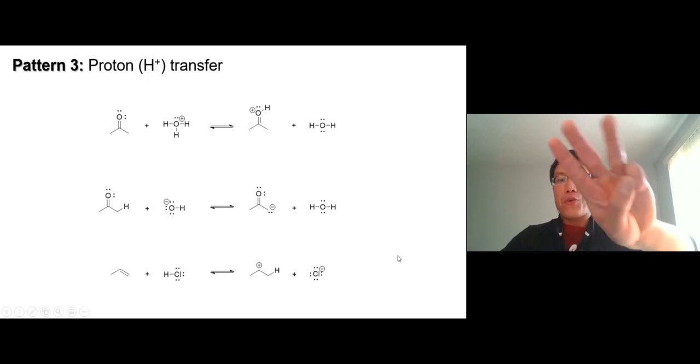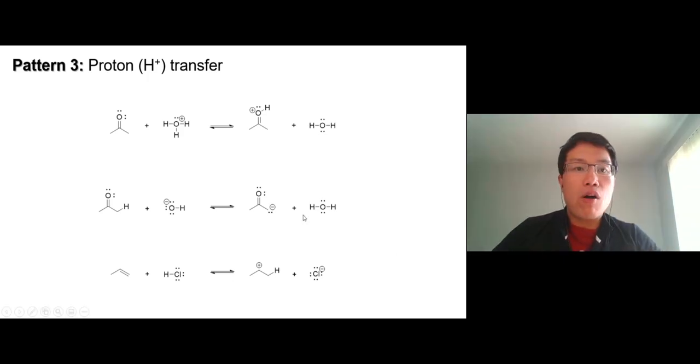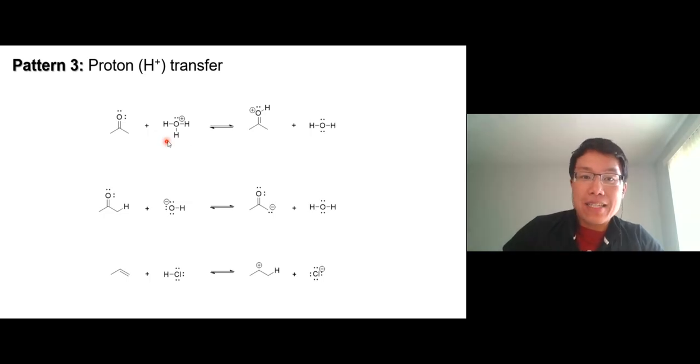All right, pattern number 3. Okay, this one is called a proton transfer. It's actually an acid-base reaction. We have an acid, we have a base, and they react. All right, so we have an acid, we have a base, and the base, of course, has the lone pair. Right, we learned in chapter 3, and so you can draw.